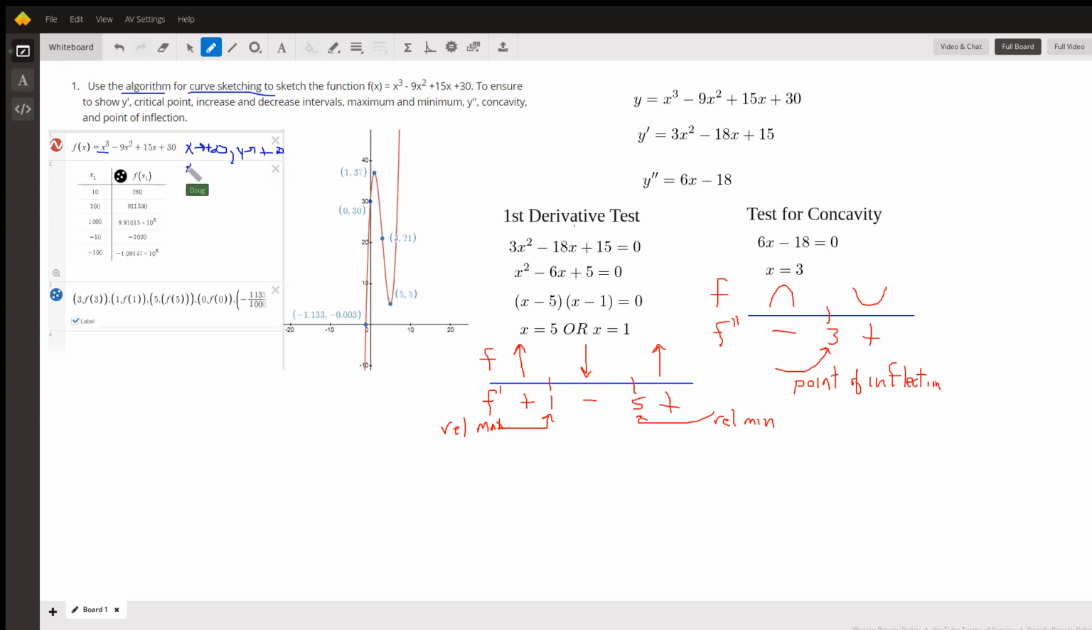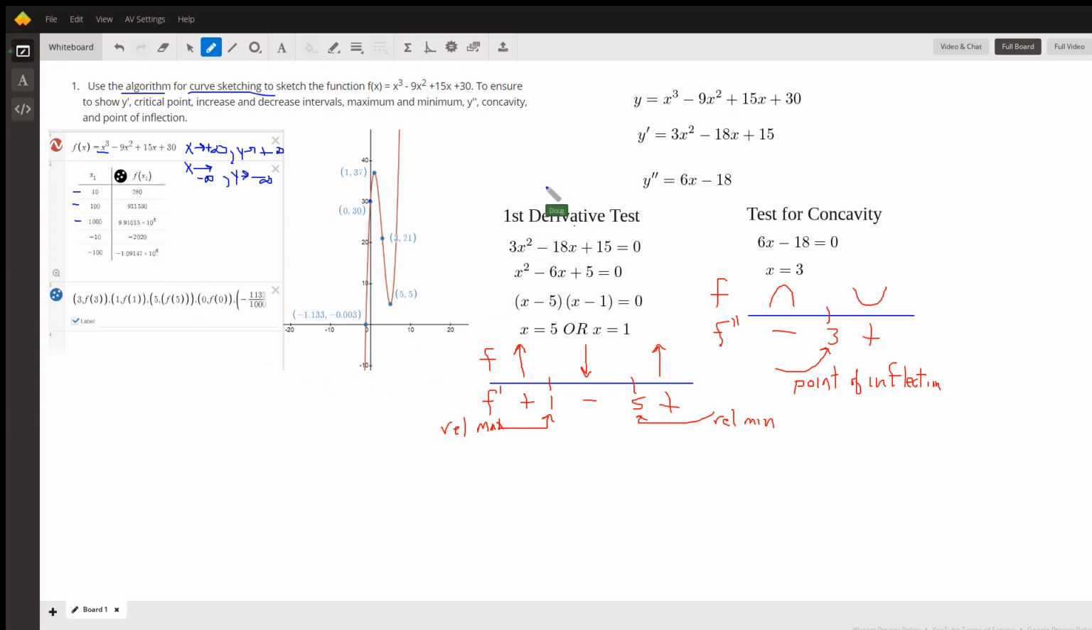And similarly, as x approaches negative infinity, y will approach negative infinity. And that's what this little table shows right here. As x gets bigger and bigger, the y values get bigger and bigger. And similarly, as x gets smaller and smaller in a negative direction, y approaches negative infinity.